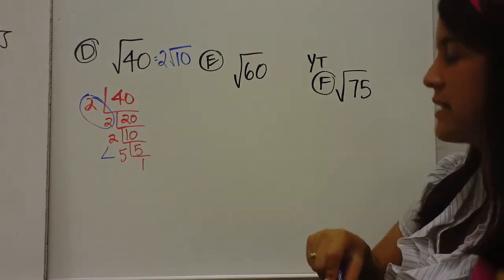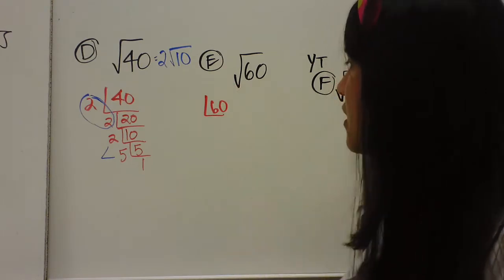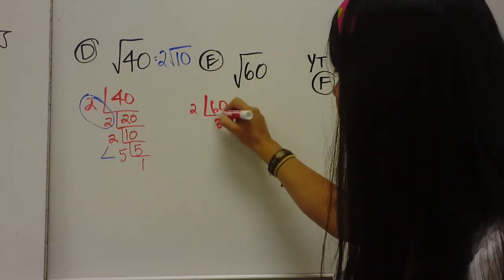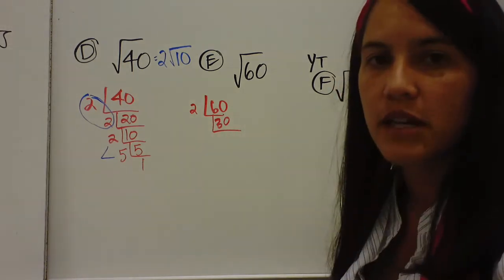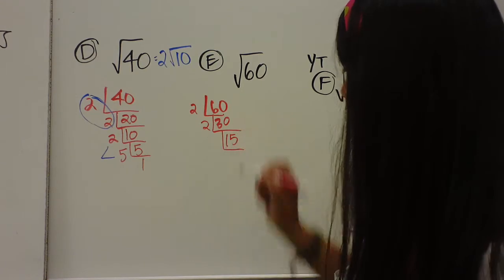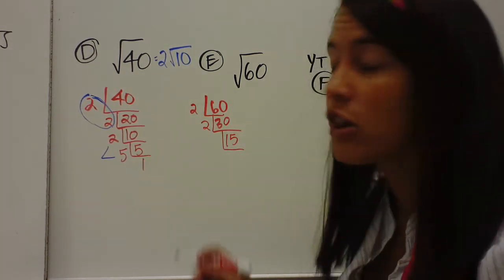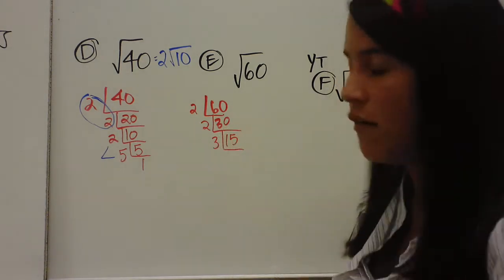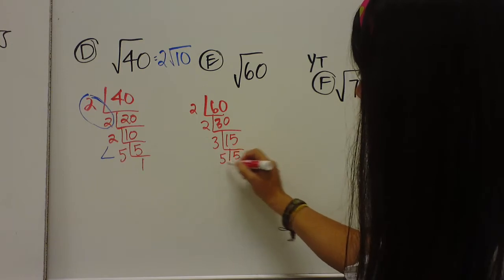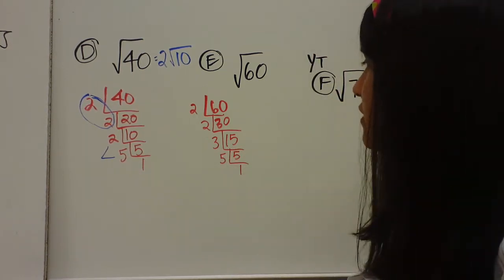All right, square root of 60. I start with 60. And I'm going to divide by 2. So 60 divided by 2 is 30. I'm going to say 30 divided by 2 is 15. 2 won't go into 15, so I'll go to 3. 15 divided by 3 is 5. And then 5 divided by 5 is 1. Remember, you stop when you get to 1.